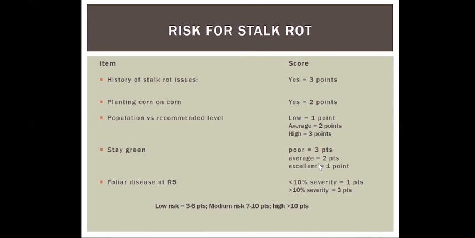Again, this is something we can print off and make available for you. It's just kind of a risk score, right? So you can go through your different fields and you can just kind of give yourself points based on where you fall on this particular scale. If you have 3 to 6 points, you're going to be at low risk. Medium risk will be at 7 to 10. If you're more than 10 points, you're at high risk. This will give you an indication or give you a little more leverage in going out and scouting particular fields.